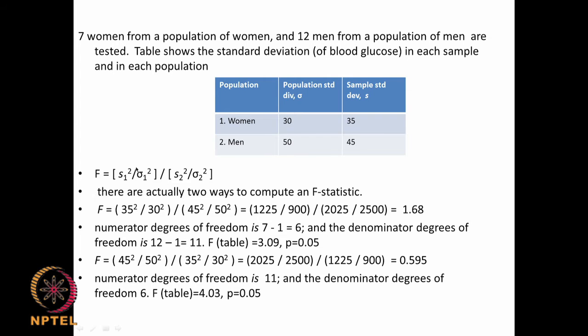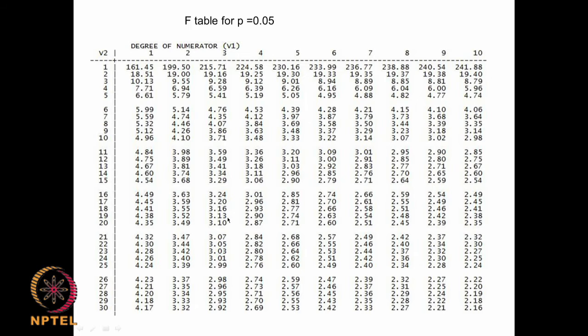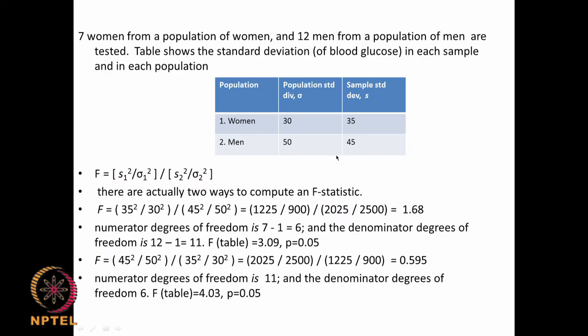So, what do you do? F is equal to S1 square by sigma 1 square divided by S2 square by sigma 2 square. So, we can have 35 square by 30 square divided by 45 square by 50 square. So, I get 1.68, that is the F. Now, the degrees of freedom: numerator is 7 minus 1, 6, denominator 12 minus 1, 11. So, under 6 and 11 for 95% confidence I get 3.09. So, I put it as 3.09.